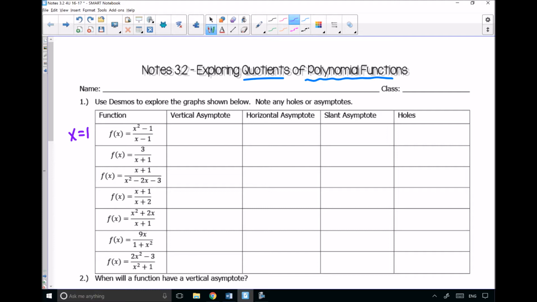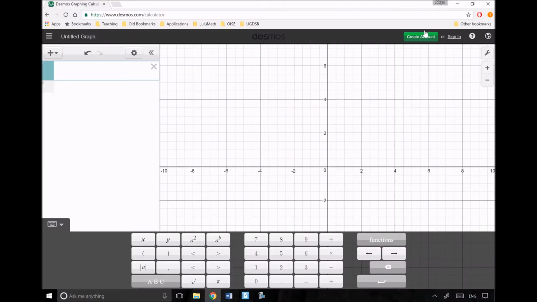By the way, you're going to need some scrap paper on the side to do some algebra, or you can do some of the algebra on the back, okay? I'd also like you to have Desmos open so you can explore this as we go through it. If you need to flip back and forth between the video and Desmos, that's fine.